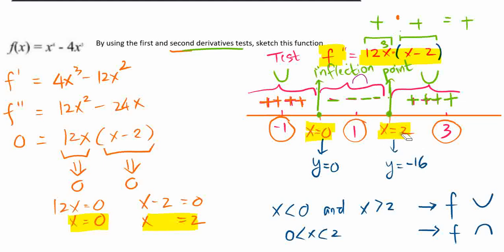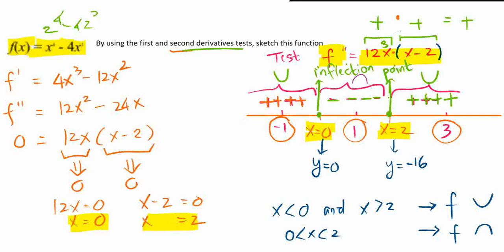When x equals 2, we plug it into the parent equation. This is our parent equation. So when we plug in x equals 2 here, 2 to the power of 4 minus 4 times 2 to the power of 3, then when we calculate, we get negative 16. So the coordinates on the parent graph will be 2, negative 16.